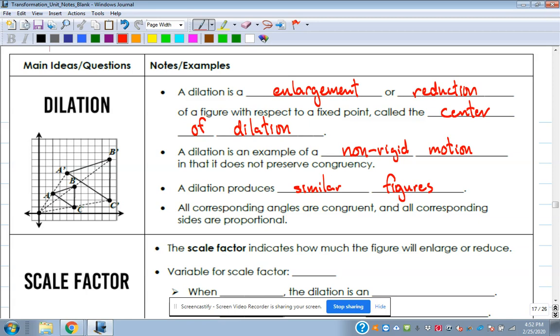So a scale factor indicates how much the figure will be enlarged or reduced. Okay. The variable for the scale factor that we tend to use is the letter K for no apparent reason. Okay. But that's the accepted way for mathematicians to use the letter K when we're talking about a scale factor for our dilation. Okay. When K is greater than 1, the dilation is an enlargement.